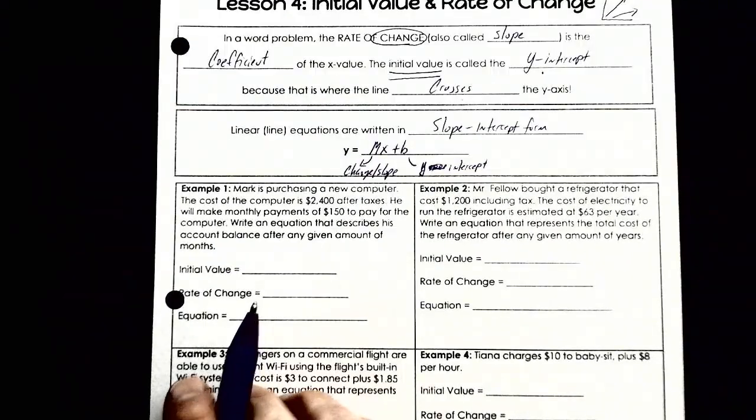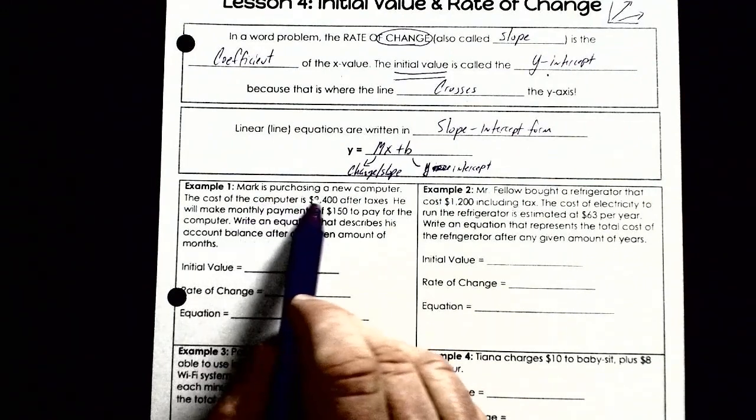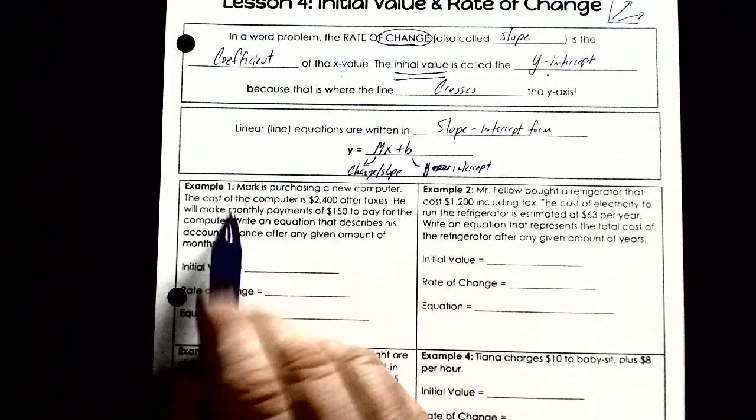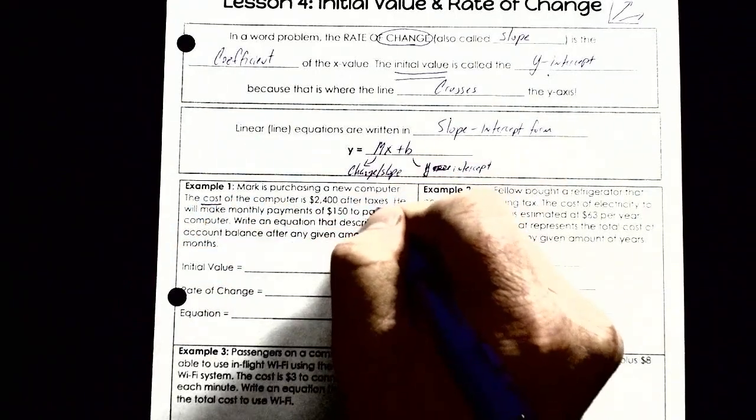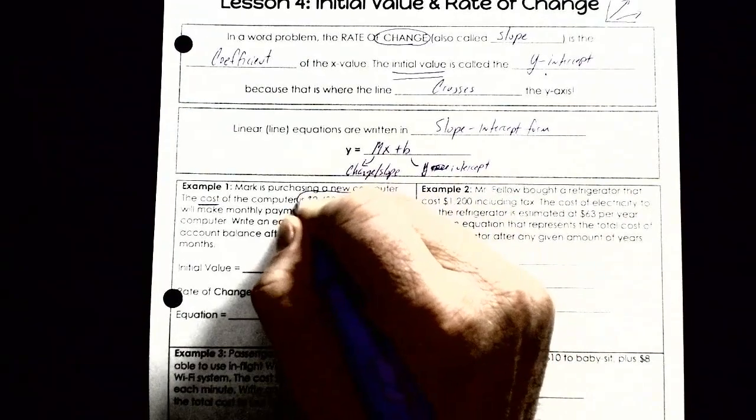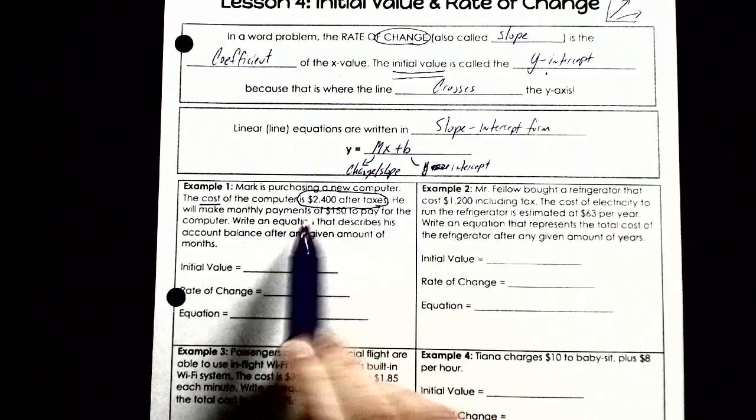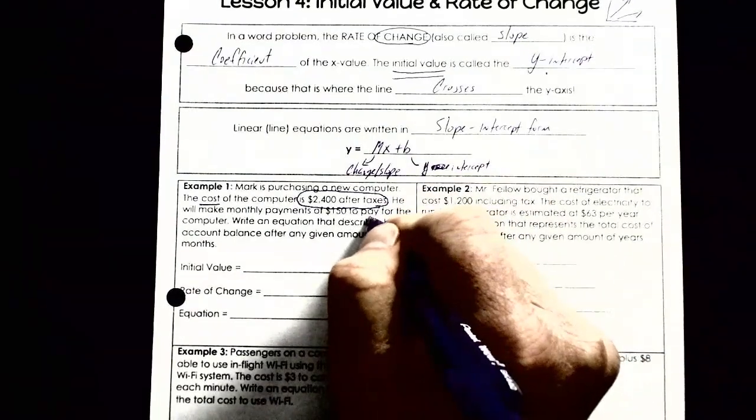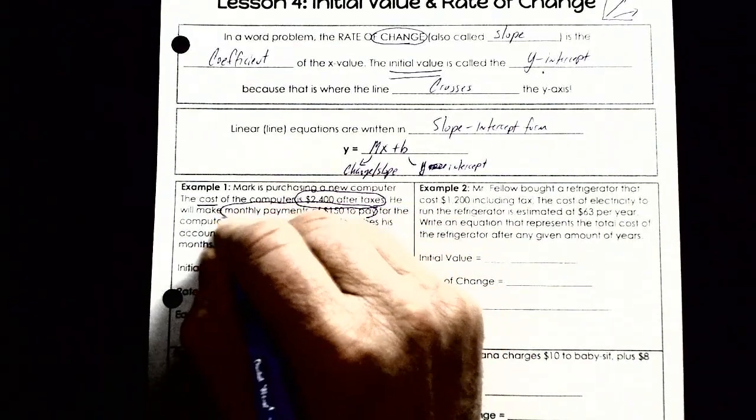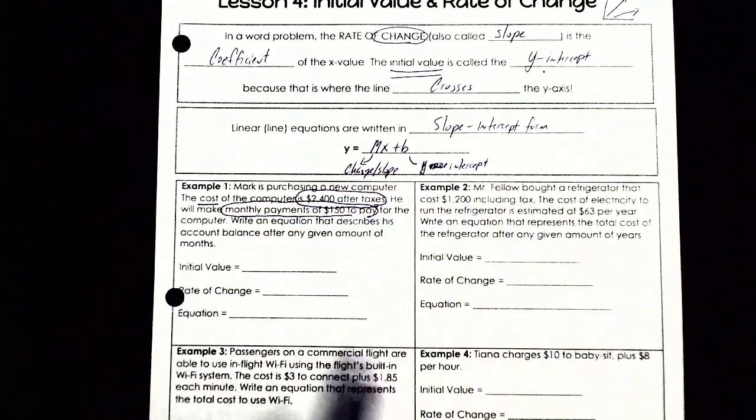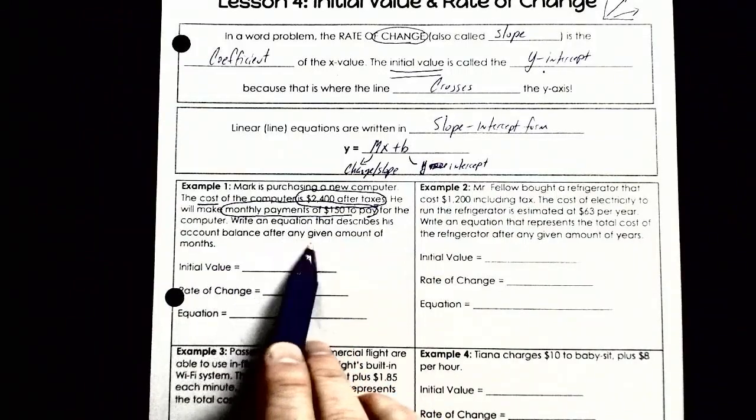Example 1, it says Mark is purchasing a new computer. The cost of the computer is $2,400 after taxes. We'll circle that. He will make monthly payments of $150. We'll circle all this. For the computer, write an equation that describes his account balance after each month.